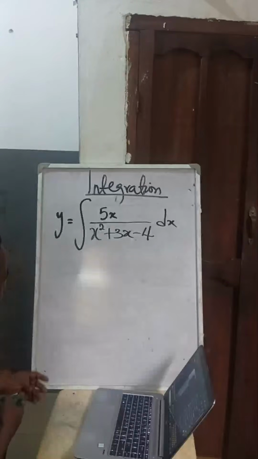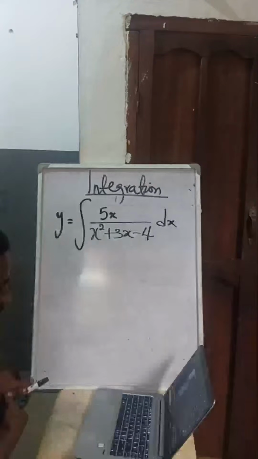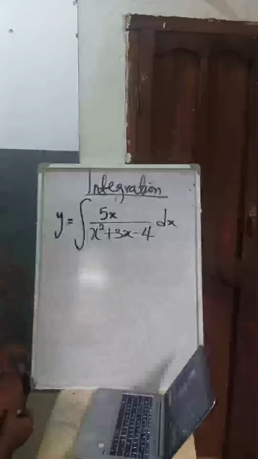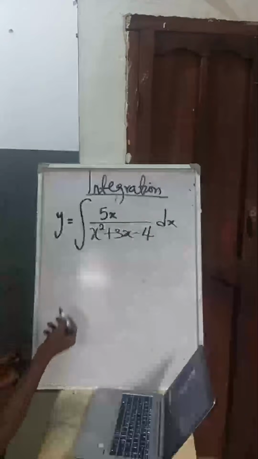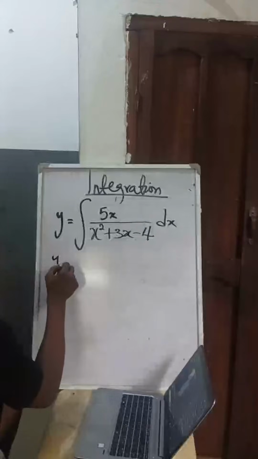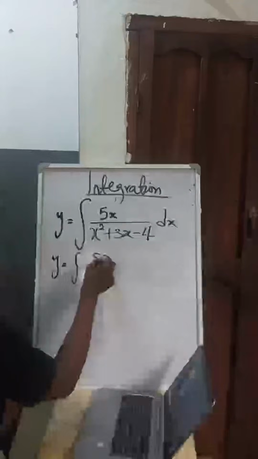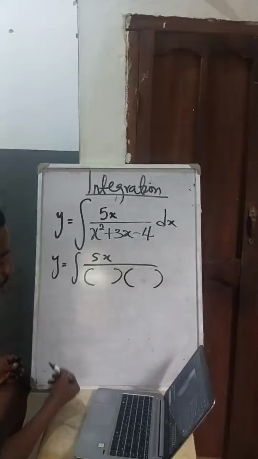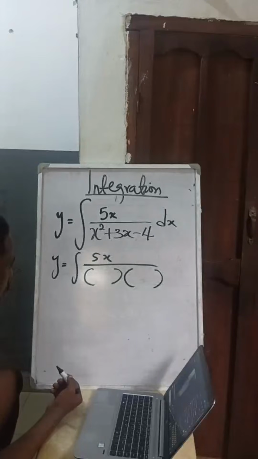All right, let's apply this shortcut again. But before that, this is x squared plus 3x minus 4. You need to factorize this, so that it will make sense. We need these values. So what will you do?